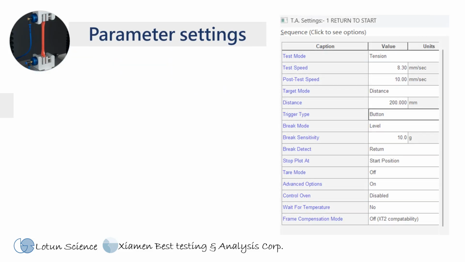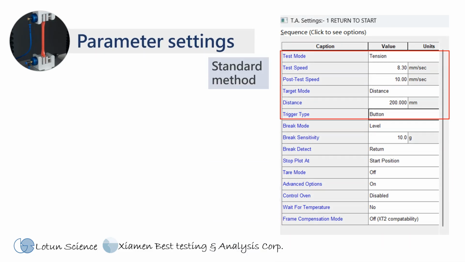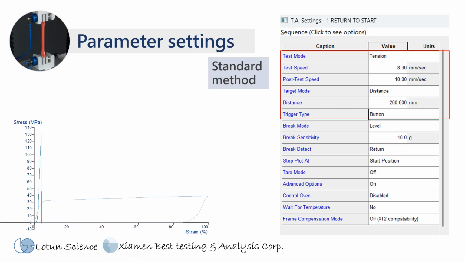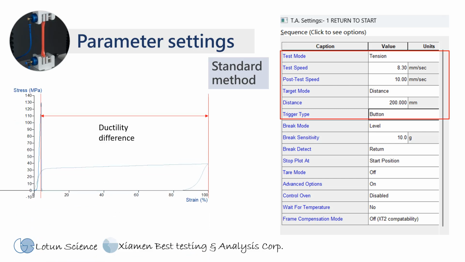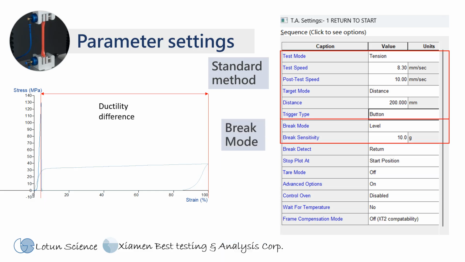After standardizing specimen preparation, set test parameters according to the standard. Due to varying ductility, if the tensile distance is too short, highly ductile materials may not break. If too long, brittle materials may continue stretching after failure. Therefore, use a break detection mode that allows the machine to detect breakage and automatically stop the test, ensuring complete breakage and avoiding invalid data.